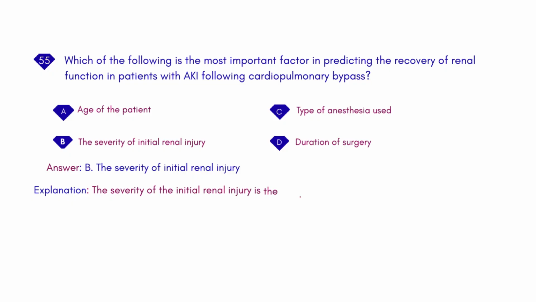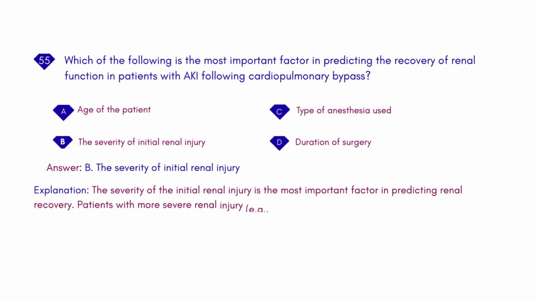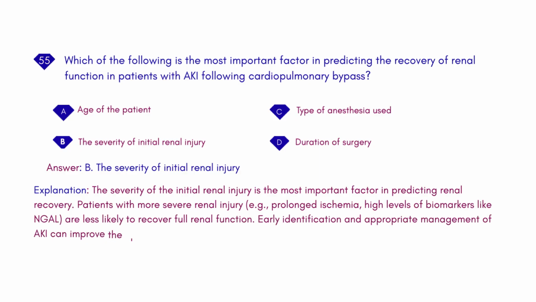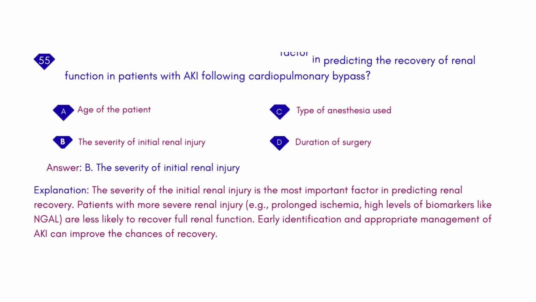Explanation: The severity of the initial renal injury is the most important factor in predicting renal recovery. Patients with more severe renal injury, e.g., prolonged ischemia, high levels of biomarkers like NGAL, are less likely to recover full renal function. Early identification and appropriate management of AKI can improve the chances of recovery.